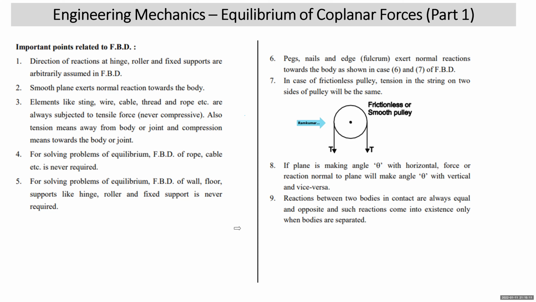Point number 8: if the plane is making angle theta with the horizontal, force or reaction normal to the plane will make angle theta with the vertical. It is purely a geometrical note which I'll be discussing while solving the problems. Also, reaction between the two bodies in contact will always be equal and opposite. If two bodies are in contact and we separate them out, there will be a common reaction which will be equal and opposite. This point also we will understand when we are solving the problems in my subsequent slides.